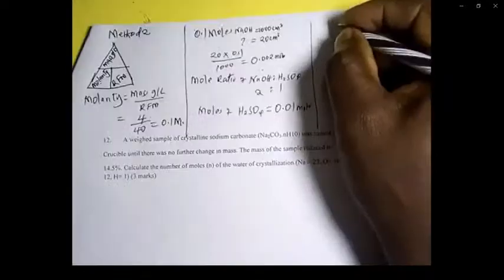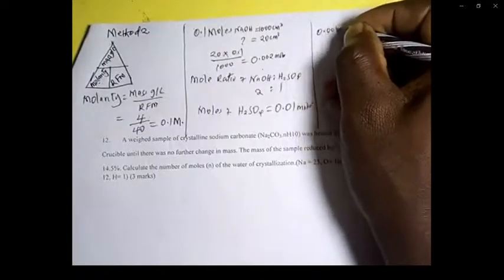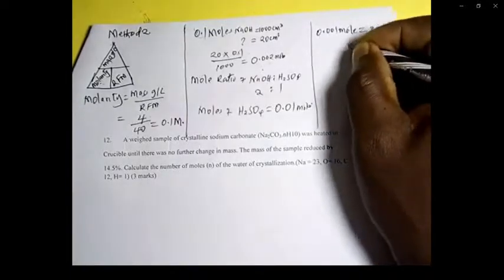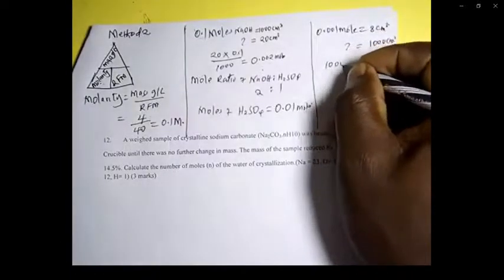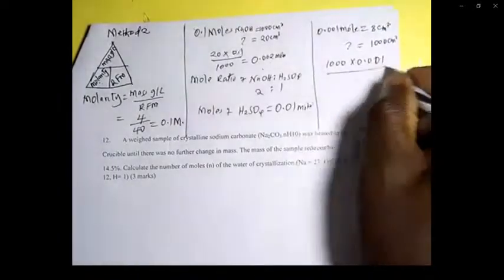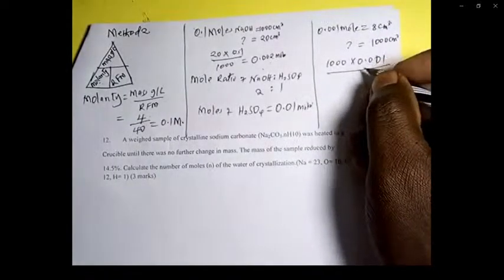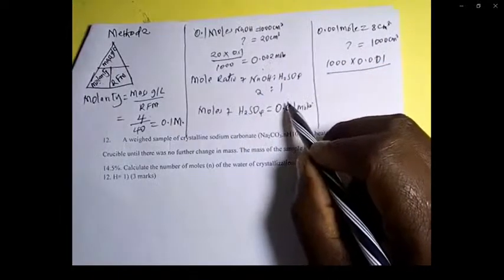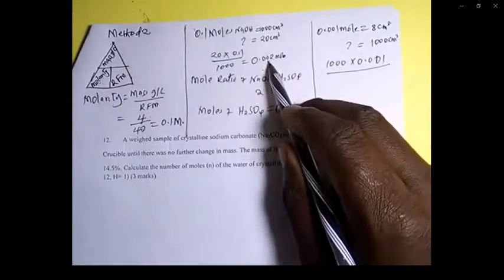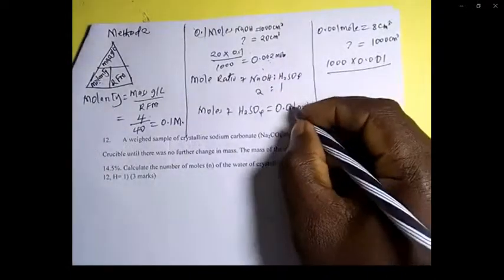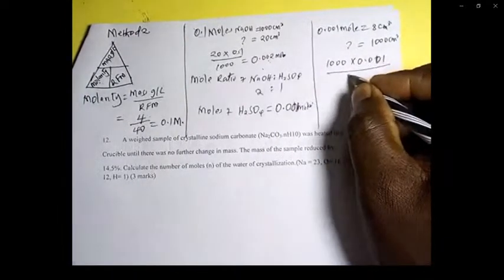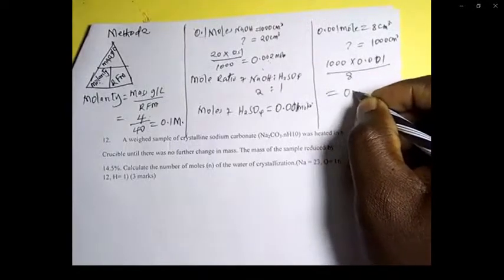So then we are going to say that 0.01 moles are contained in 8 centimeters cube of sulfuric acid. 1,000 centimeters cube will contain how many moles? 1,000 times 0.01 divided by 8, and that one will give us 0.125.